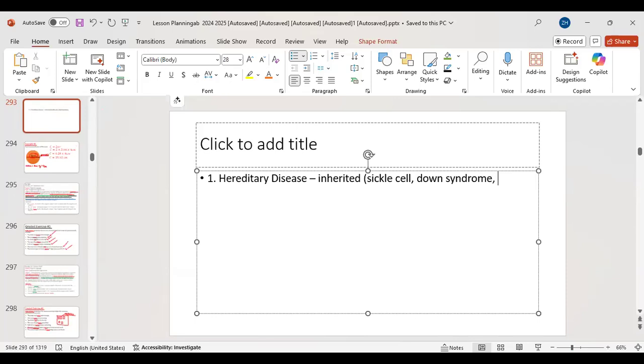What else do we have that's inherited? Remember the one where the blood can't clot? Hemophilia. Yes, hemophilia. HIV. Is HIV an inherited disease? It could be. No, you're not writing this down unless you don't have this note. HIV is not inherited. HIV is a sexually transmitted disease.